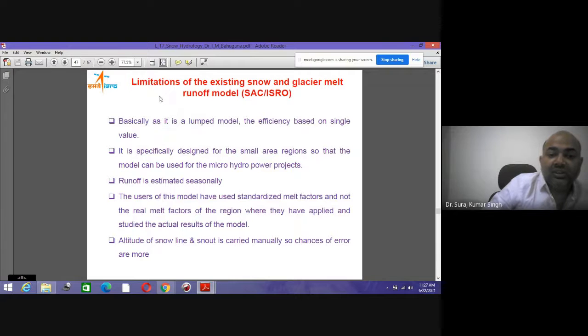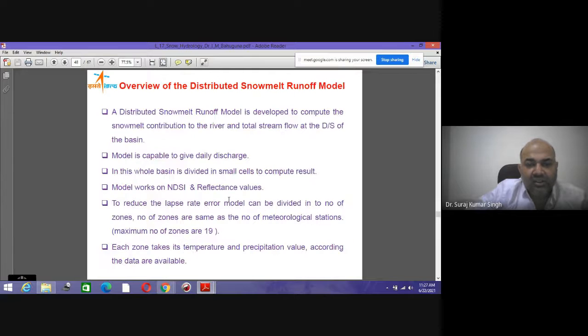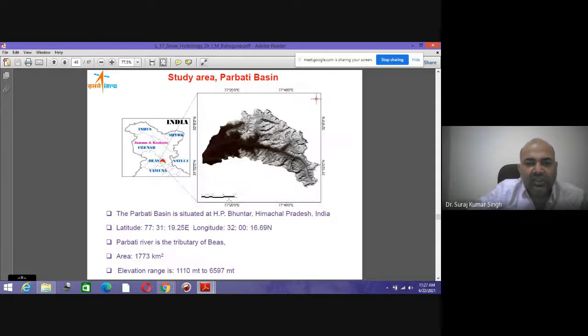So they have a limitation. The basic limitation is that runoff is estimated seasonally. You can see how these different models are calculated and implemented.